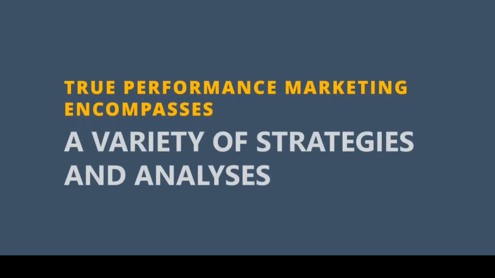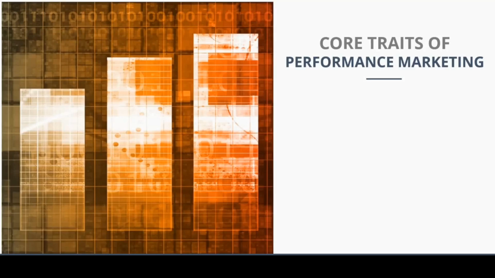True performance marketing encompasses a variety of strategies and analyses. It's not about just setting an automated target and then leaving it running. There are some core traits of performance marketing, namely analysis, of course, of data and whatever means or information you have available. Then optimization, incredibly important because you're optimizing for better performance based on your analysis. Communication. Communication has to be effective across all channels, otherwise there is no point.